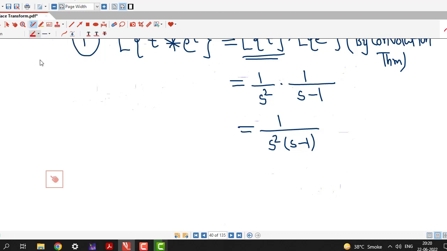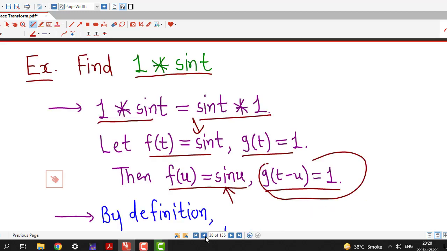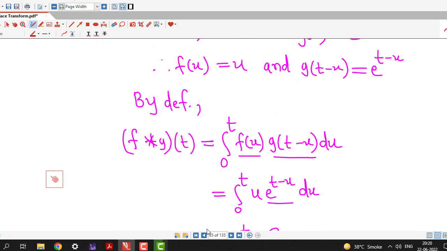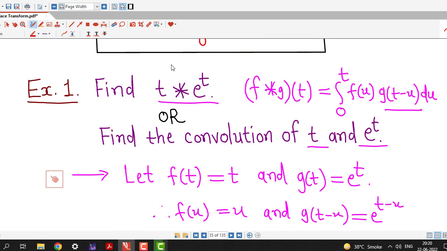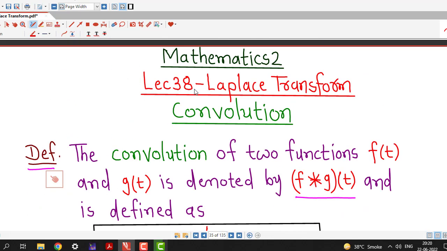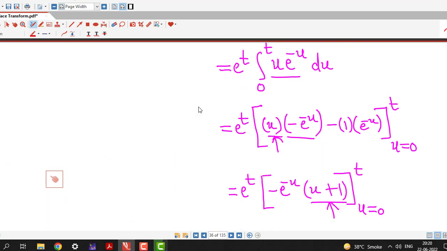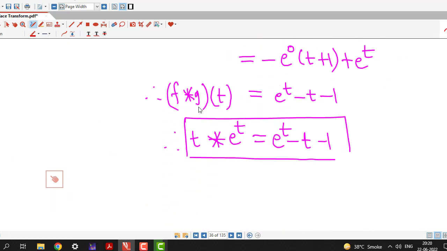We can just find out t star e raised to t, and if I am not wrong we have obtained this t star e raised to t in previous lecture. Let me check. In lecture number 38 we have obtained t star e raised to t. So I put value of t star e raised to t from that lecture.